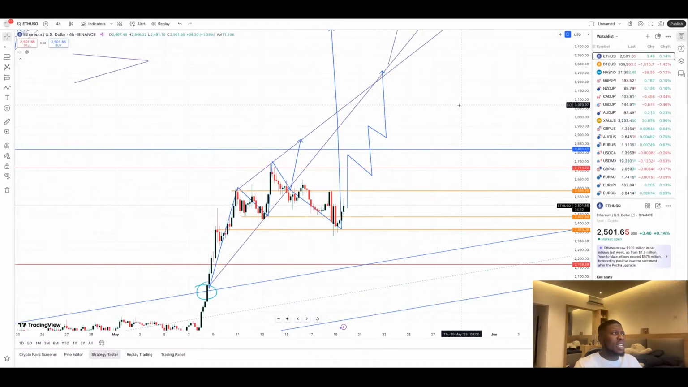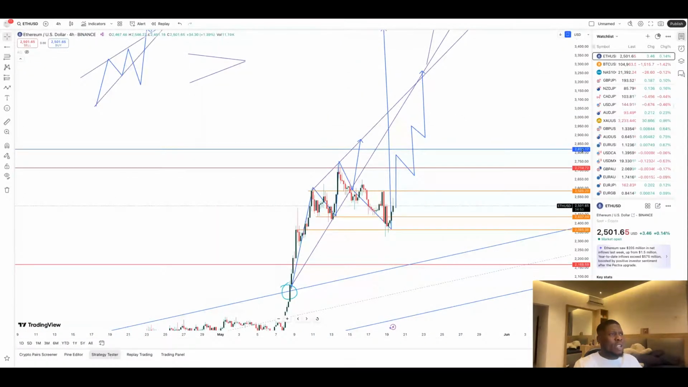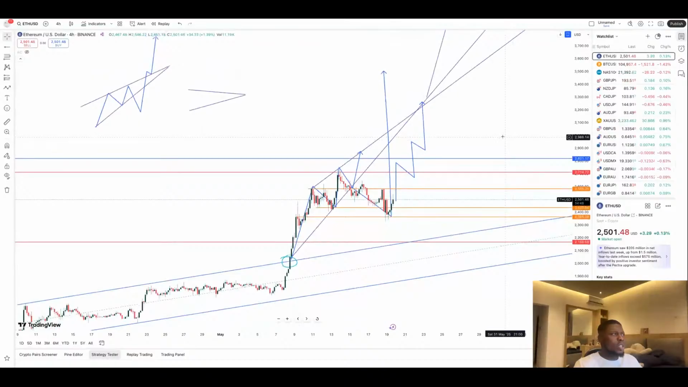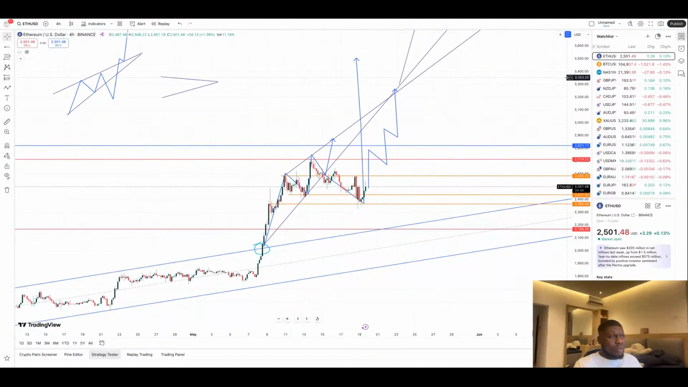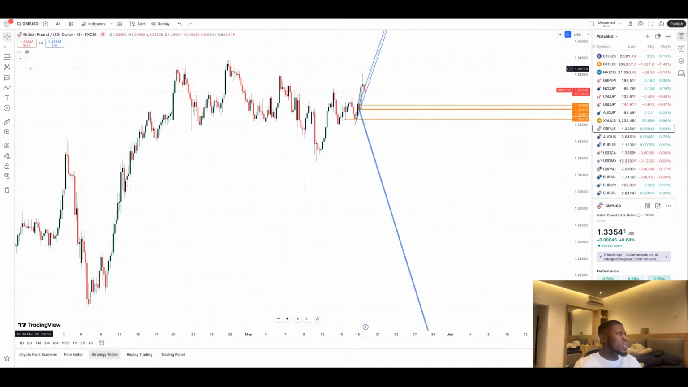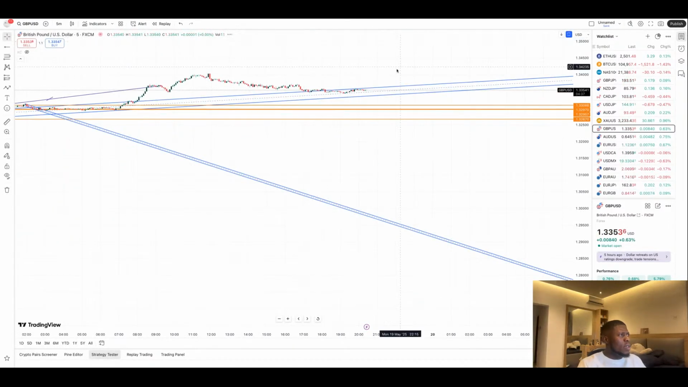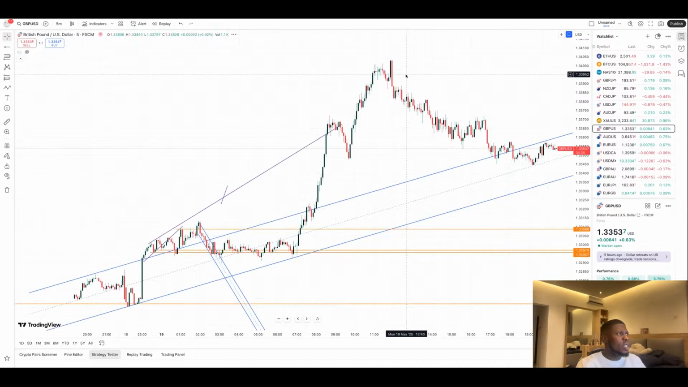So I'll show you a similar chart on forex today. I did an analysis earlier this morning. This is the analysis I did. This is a similar chart pattern.